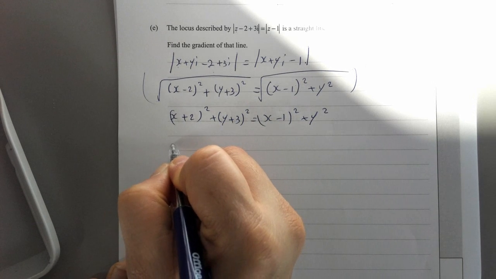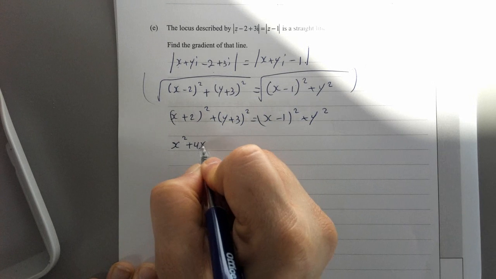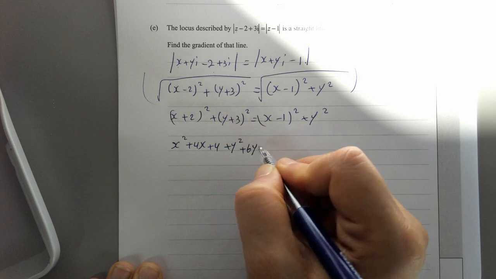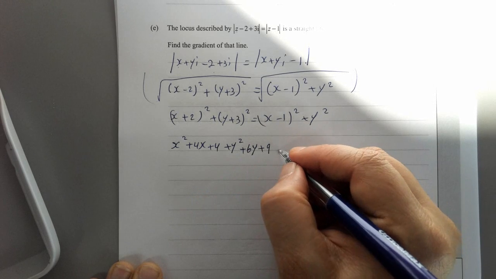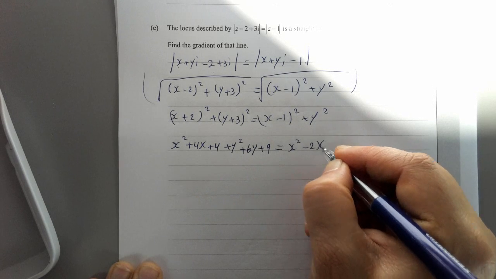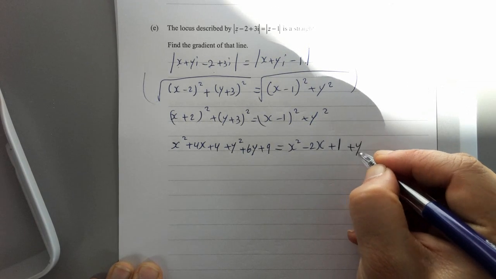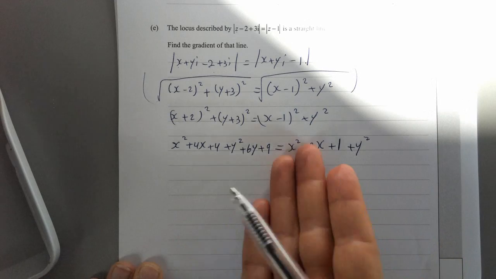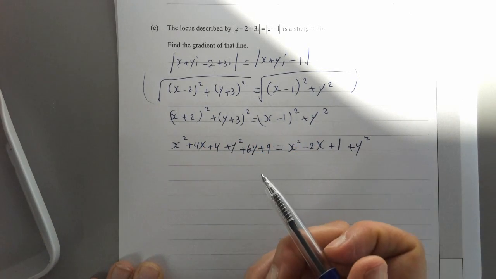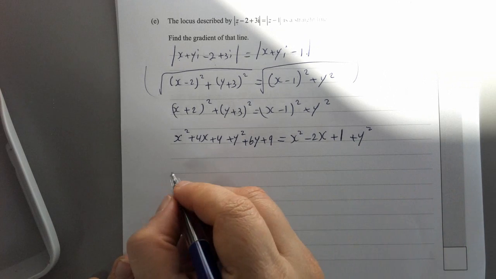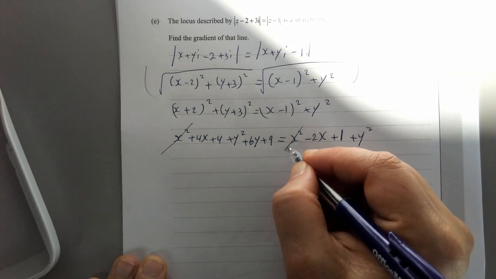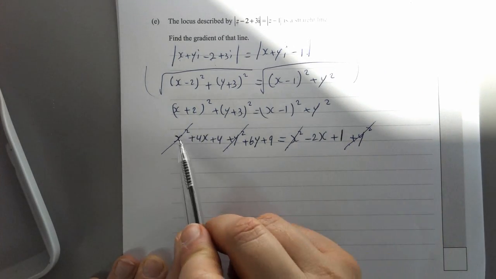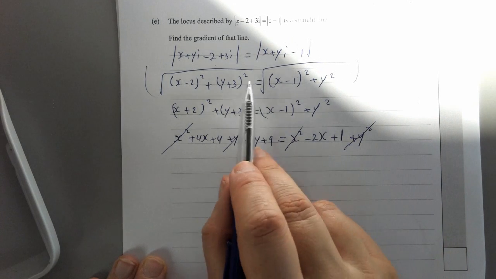So we'll end up with x squared plus 4x plus 4 plus y squared plus 6y plus 9 equal x squared minus 2x plus 1 plus y squared. Now cancel out the like terms. If you can't cancel it straight away like this, you could write everything all on one side of the equation and make it equal to 0. So those can be cancelled, those can be cancelled, and because it says straight lines, definitely you don't need those squares. If you cannot cancel these, that's when you've done something wrong up here.